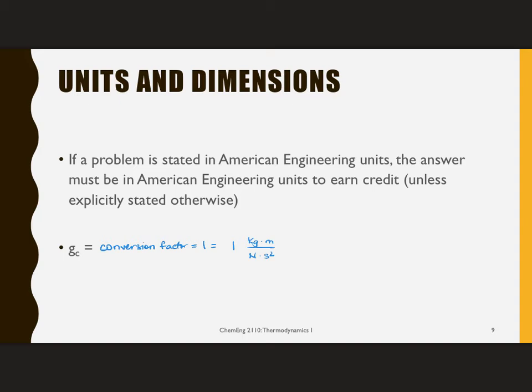In the American engineering units, it's a little more complex. It is 32.174 pound mass feet per pound force second squared. Or you could say 32.174 pounds mass is equal to 1 pound force times second squared per foot.